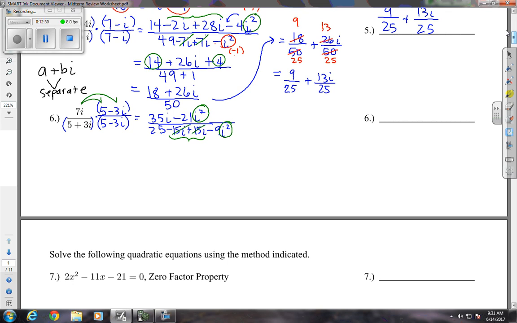And observe in the denominator, the 15i's cancel. So cleaning up the top, we have 35i plus 21. And in the bottom, 25 plus 9. Let's rearrange the top so the real part comes first, imaginary part second, and in the bottom we have 34. Almost there. Remember, we have to split it up into standard form. So we end up with 21 over 34 plus 35i over 34.